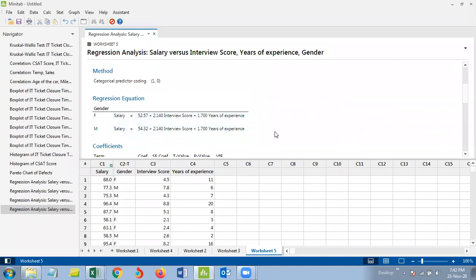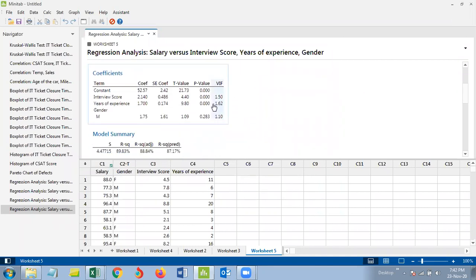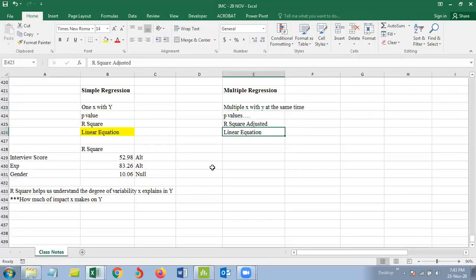Equation, I'm going to skip for now. So p-value: interview score, yes. Experience, yes, it has impact. Gender, it's null. So we still don't have the evidence that gender is impacting. When we are talking about multiple regression, we don't look at R squared, we look at R squared adjusted. Let me go back here. When we put everything together, we're getting an R squared adjusted of 88.84%.